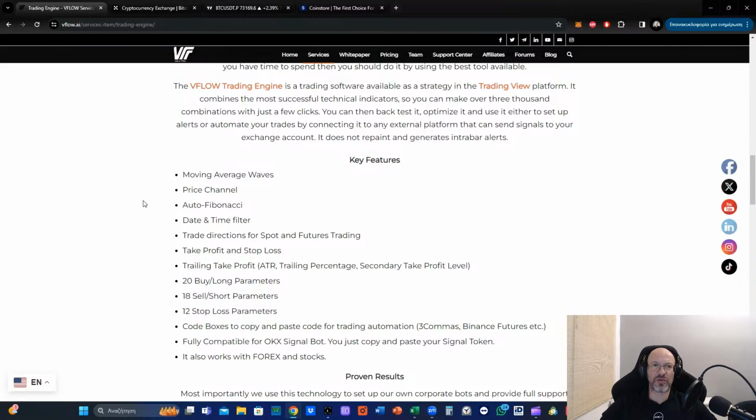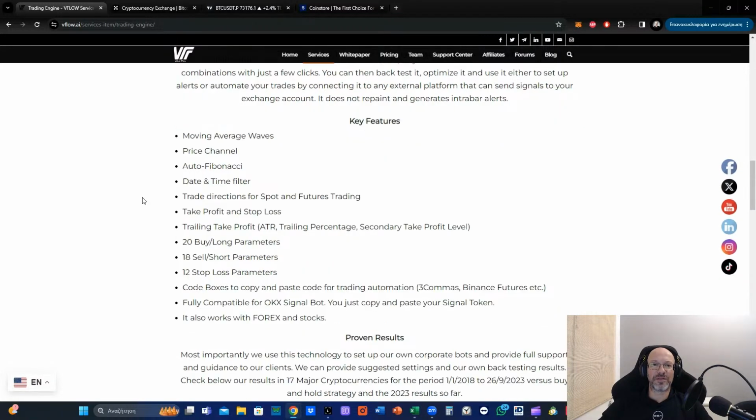Let's move on with the features of the trading engine. I have spoken multiple times in previous episodes about the key features of the trading engine. It combines a lot of moving average waves, price channel, auto Fibonacci, and most importantly, it has 20 buy long parameters, meaning 20 different combinations of technical indicators that are going to lead to a long position opening. We have 18 such parameters for short positions. Of course, the long positions are also a signal to close a short position, and vice versa.